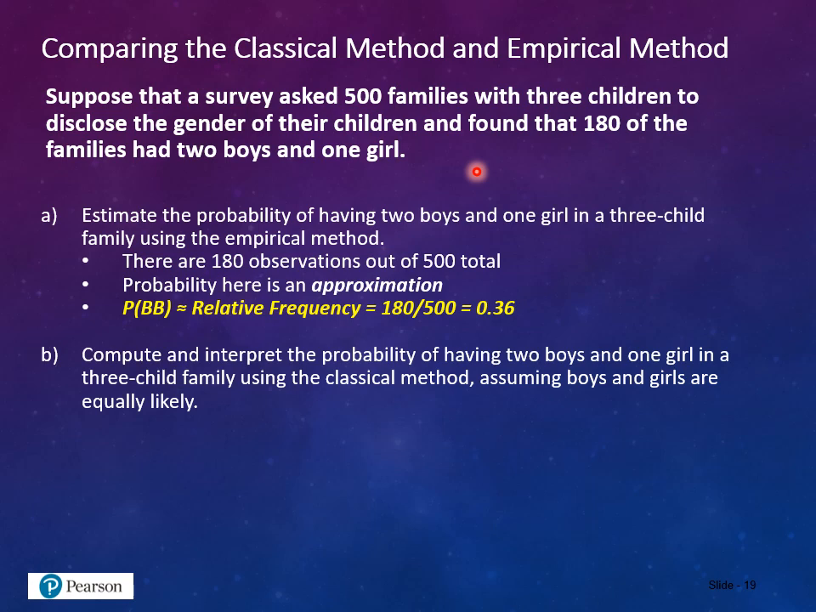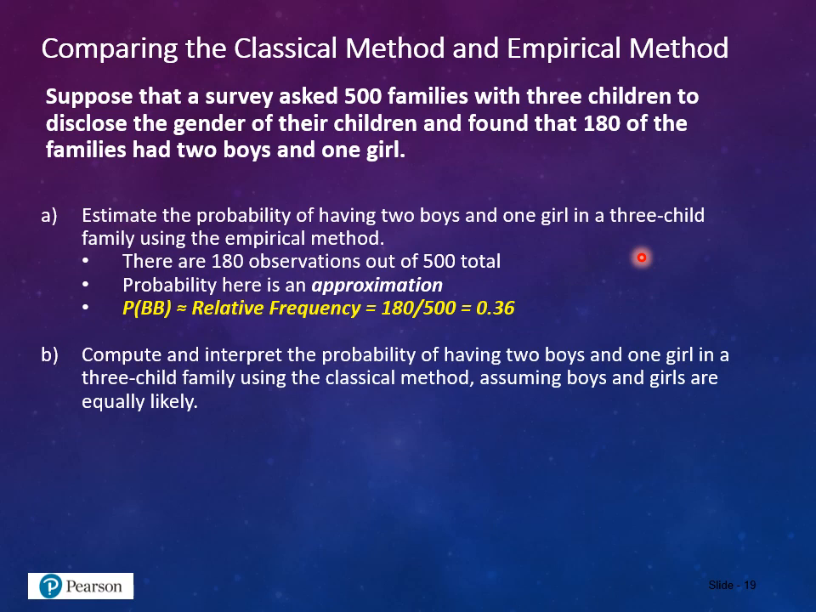Remember that the empirical method calculation of a probability is an approximation. You can think of the probability using the empirical method, and this BB stands for 2 boys, boy, boy, is approximately equal to the relative frequency, which is how we calculate the approximation. The number of times the event observation occurs over the total number of observations. So we get a probability of approximately 0.36.